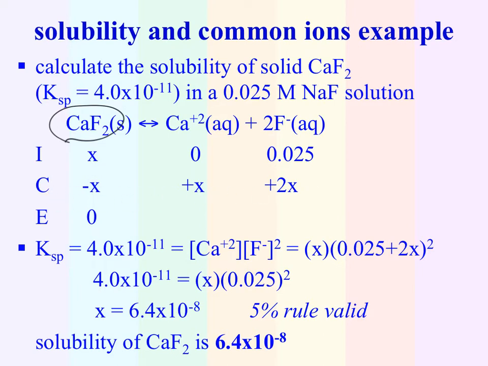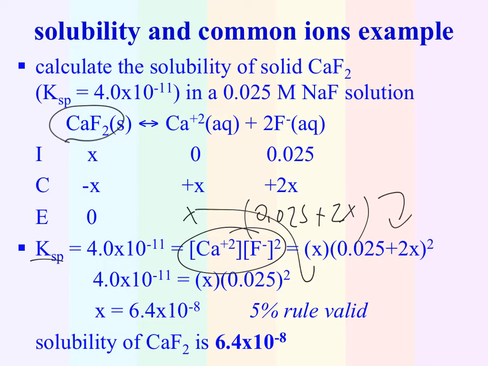Now our changes in C are as follows: we're going to decrease by X, increase by X, and increase by 2X. So our concentration values at equilibrium correspond to X and 0.025 plus 2X. We write out our equilibrium expression, which is Ksp equaling the calcium plus 2 concentration times the fluoride ion concentration squared. We plug in the equilibrium concentrations, and we set that equal to 4 times 10 to the negative 11, which is the Ksp value that they gave us.